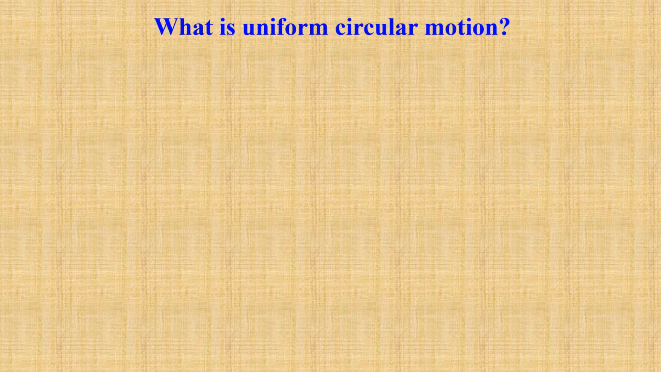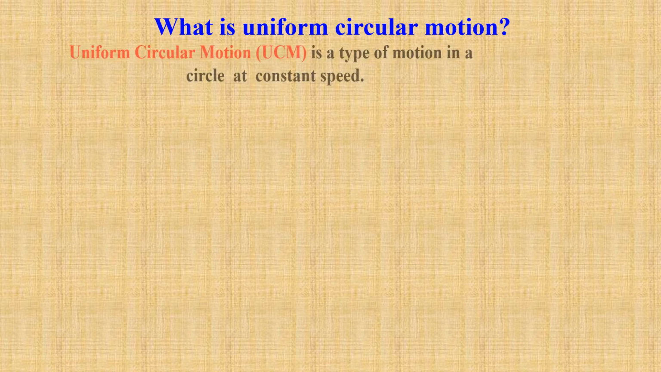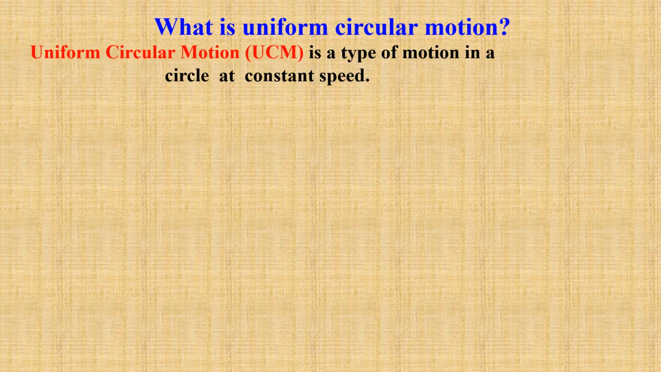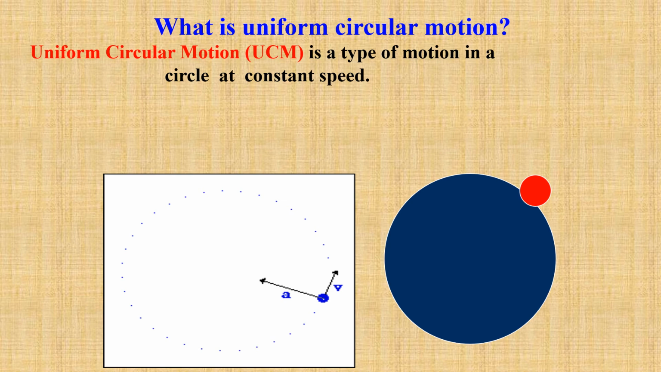Now let's go to uniform circular motion. What is uniform circular motion? Uniform circular motion, or UCM, is a type of motion in a circle at constant speed, such as these pictures.